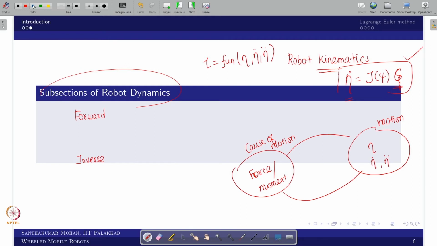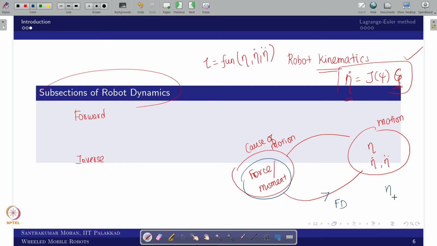If I do the mapping from the known forces and moments, in the sense I connect the wheel, I give a desired task, I take a proper motor and give a definite torque, what would happen to the motion? That is what you call forward dynamics.